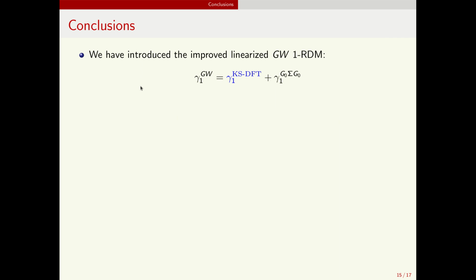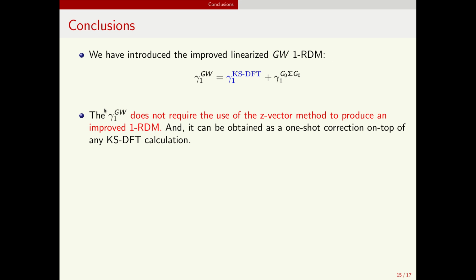So, in order to conclude my presentation, here we have introduced an improved linearized GW 1RDM, which is built from the constant DFT 1RDM plus some linearized correction coming from GW. The new density matrix does not require the use of the Z-vector method to produce an improved density matrix, and it can be obtained as a one-shot correction on top of any constant DFT calculation.